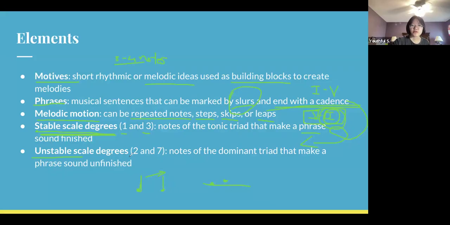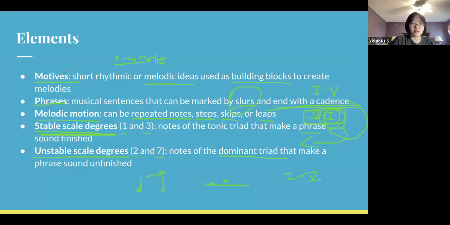On the other hand, for unstable scale degrees, that's like 2 or 7. Those are notes of the dominant triad. That's when you're ending on 5 or a half cadence. And basically what that does is it makes your phrase sound unfinished. So it sounds like you asked a question and it's waiting to be answered.